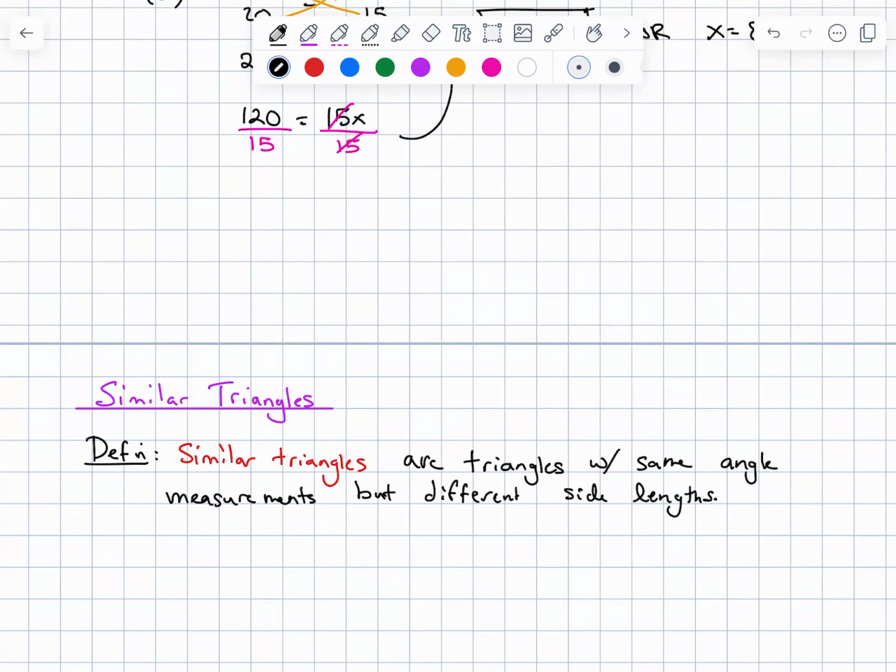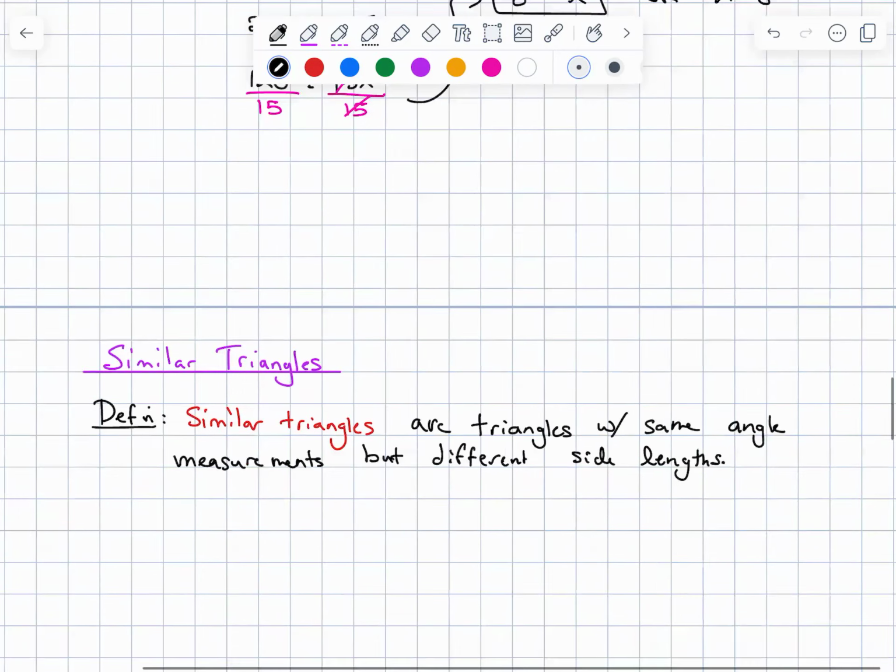Same angle measurements, just one is bigger than the other, or one is smaller than the other. It's just like if you took an image that you've copy and pasted onto a Word document, you can make it larger or make it smaller. Those things have the exact same angles. It's just one is bigger than the other.